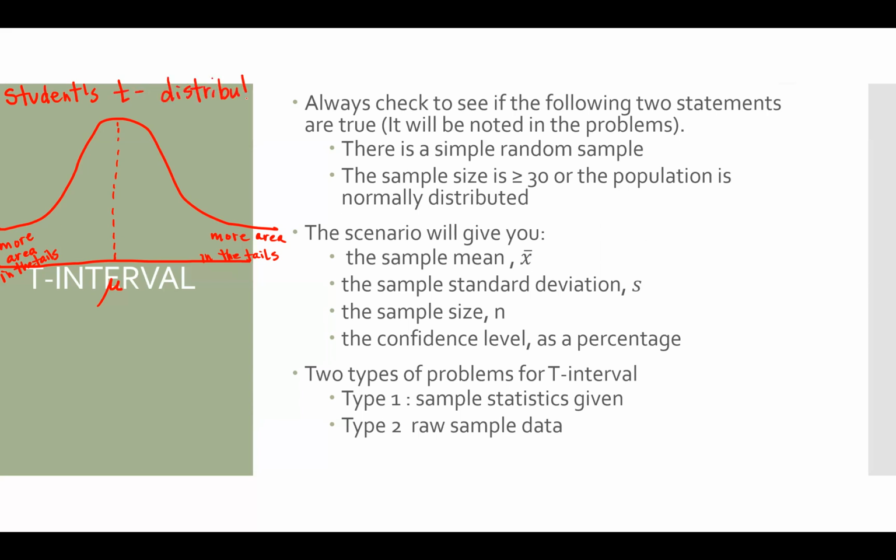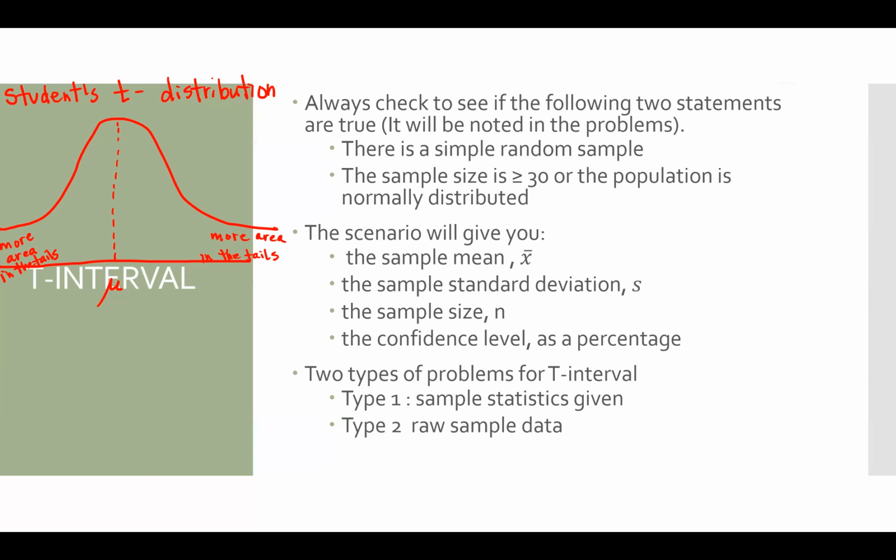Again, there are conditions that if you were doing this in the real world, you would want to verify. We want to make sure we have a simple random sample, meaning all items in the population had a chance to be selected. Our sample size is greater than 30, or we know that the population is normally distributed. Not any different from what we had before. Again, for us, we're going to make the assumption that those conditions are met.